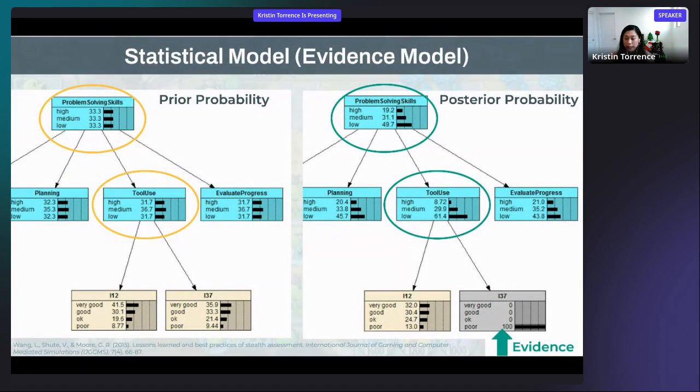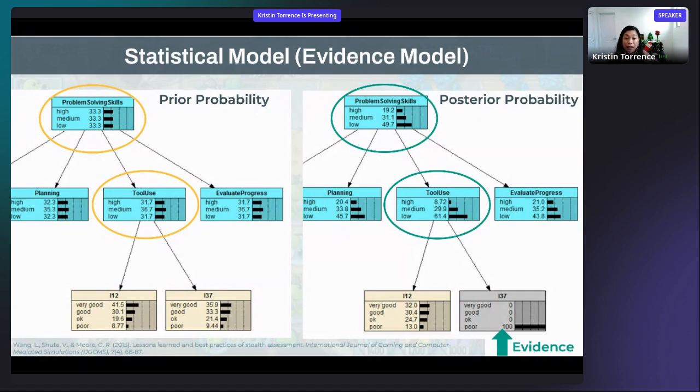So we can really take a look here at how much the probabilities have changed from prior to posterior. And it is pretty drastic. Before, the likelihood was about equal for all levels, for problem-solving skills, and even for tool use. But with this new information, which is, again, observed demonstration of poor iceberg lettuce use, we can now infer that it's likely the learner has a low tool use skill, as well as a low to medium level of problem-solving skills overall.